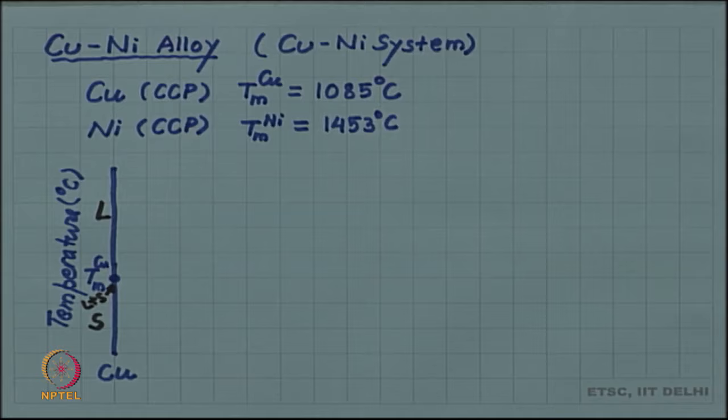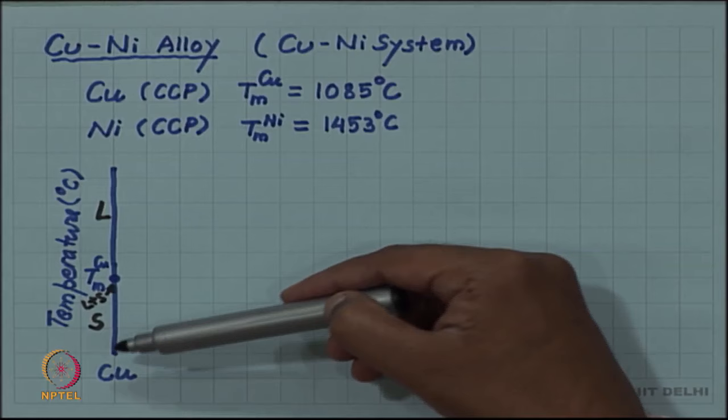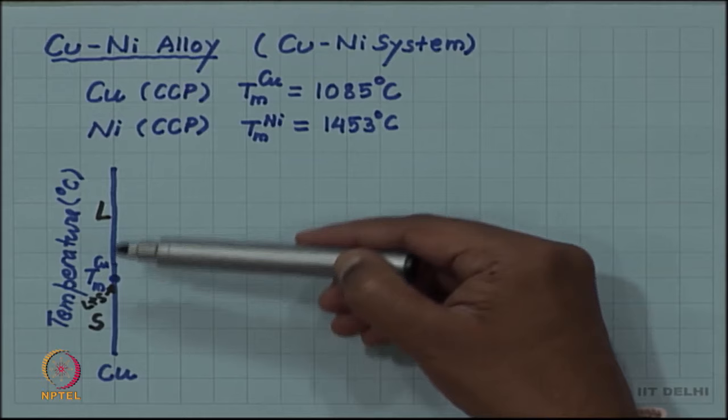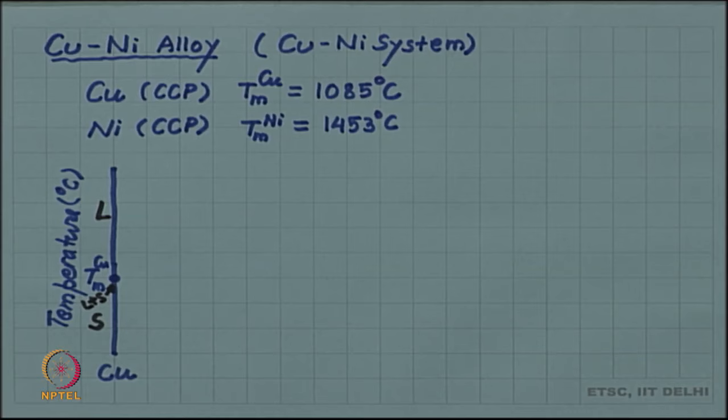So, in a sense, I already have this one dimensional phase diagram where temperature is the only variable and with temperature varying, I know that there is a critical point called melting point. Above the melting point, liquid phase is stable. Below the melting point, solid phase is stable and at the melting point, both liquid and solid phases can be in equilibrium.